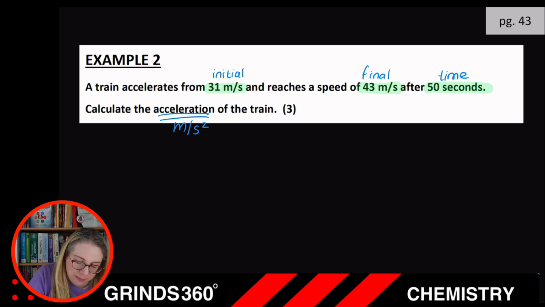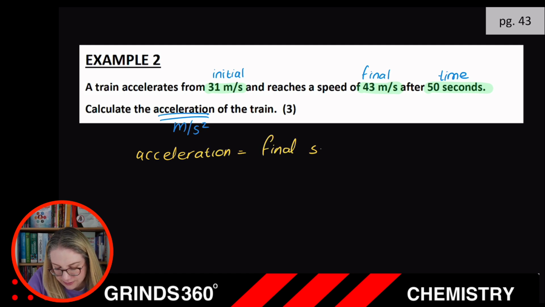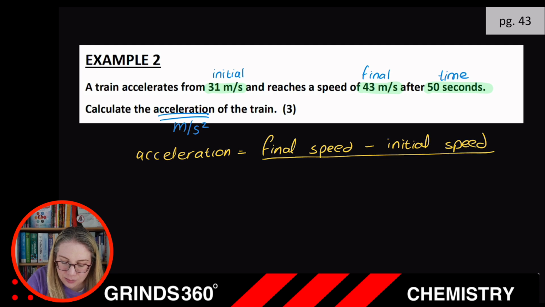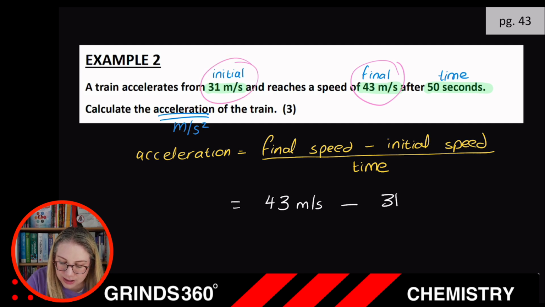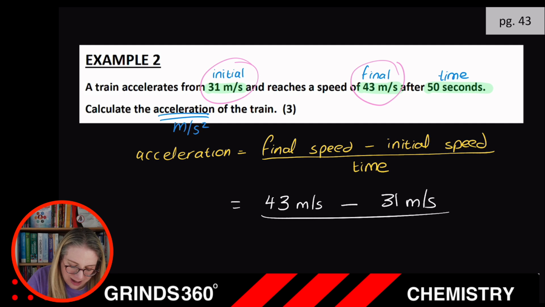Right, so my first step is to write in my formula. We always write the formula. So we have final speed minus the initial speed divided by the time. Now, have we got a number for the final speed? We do. That's this number here. So we have 43 meters per second minus the initial speed over here of 31 meters per second divided by the time it took, which was 50 seconds.